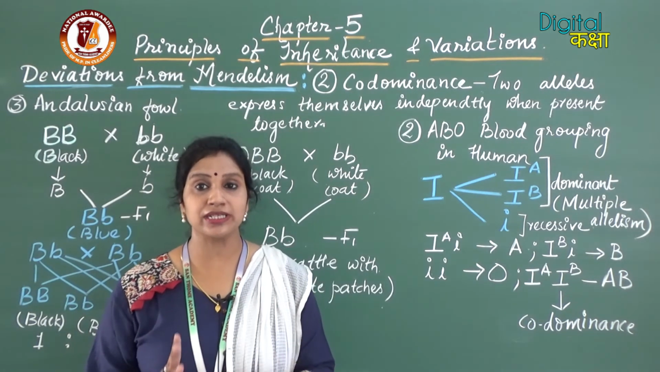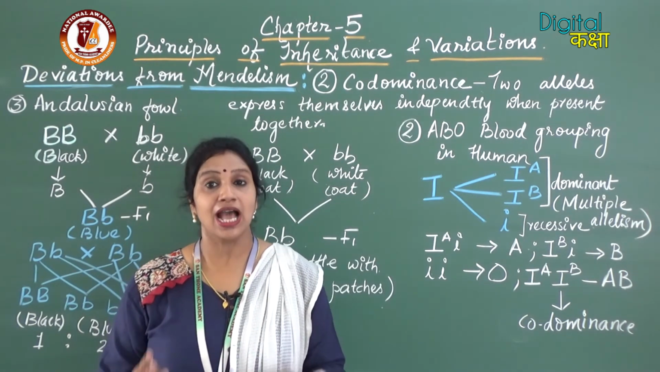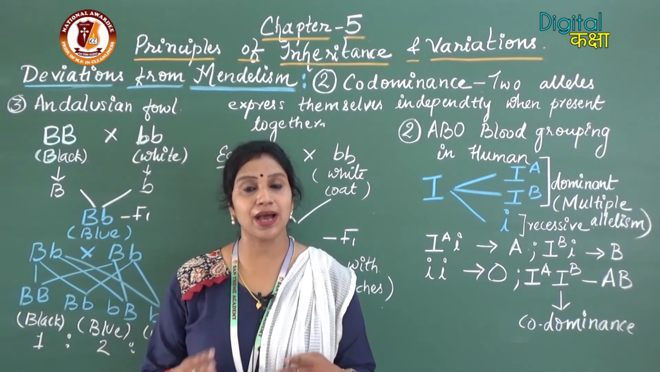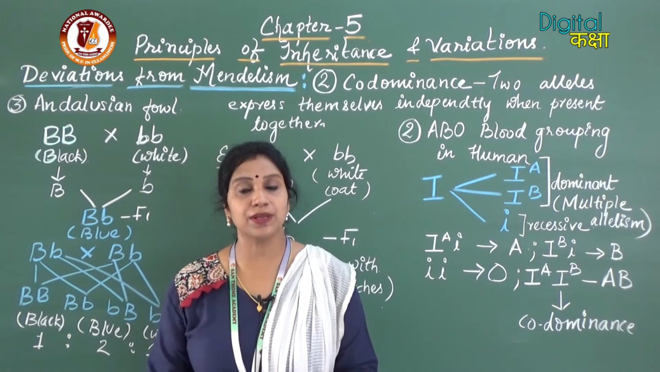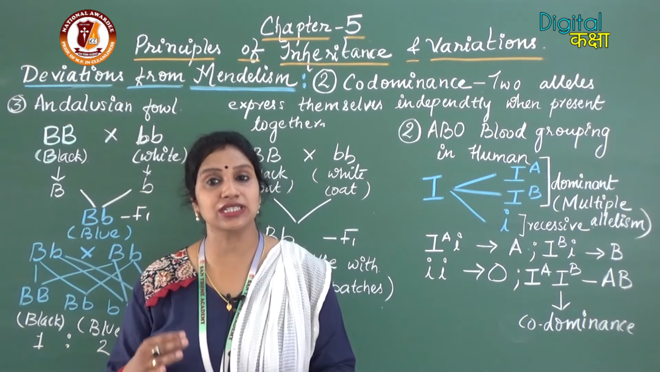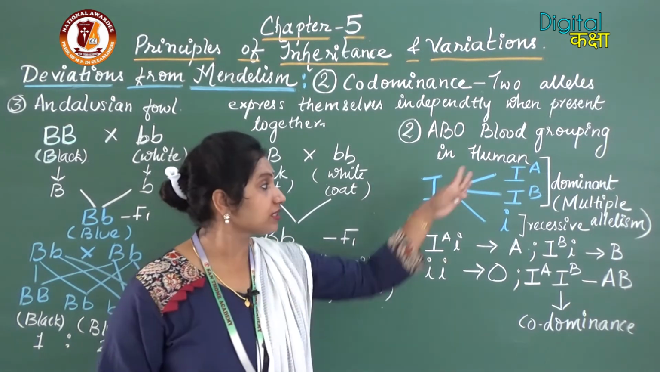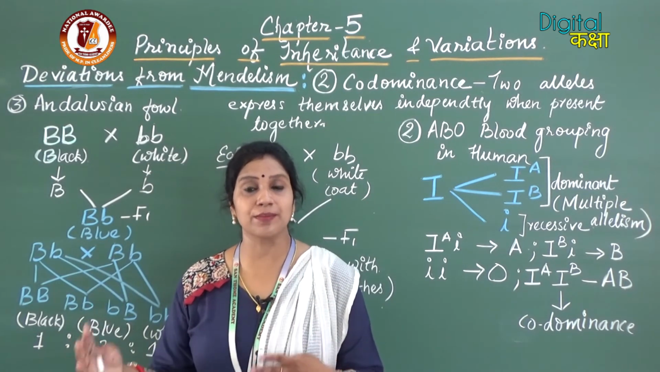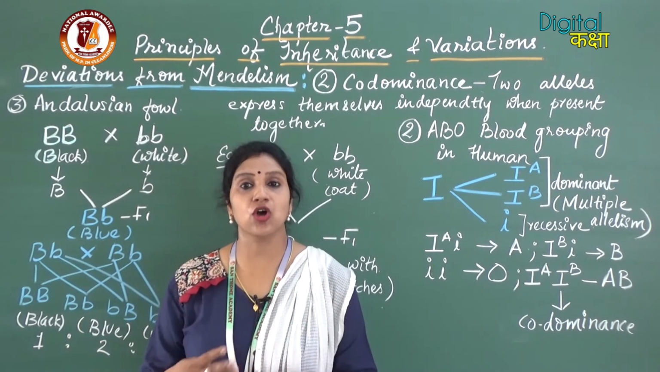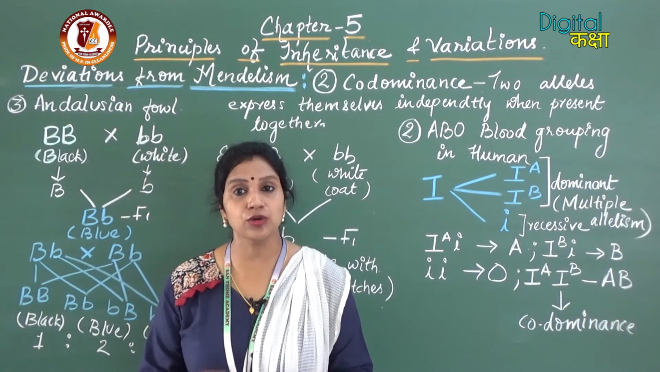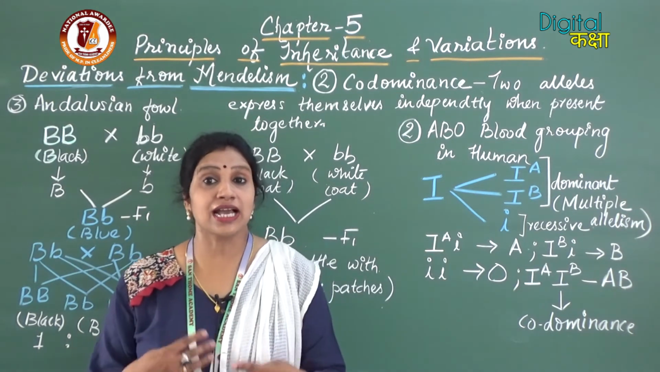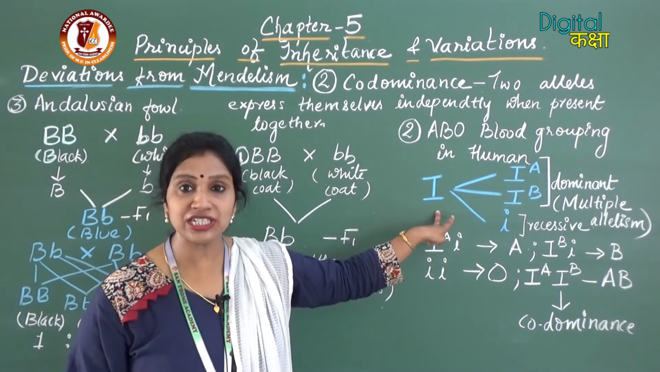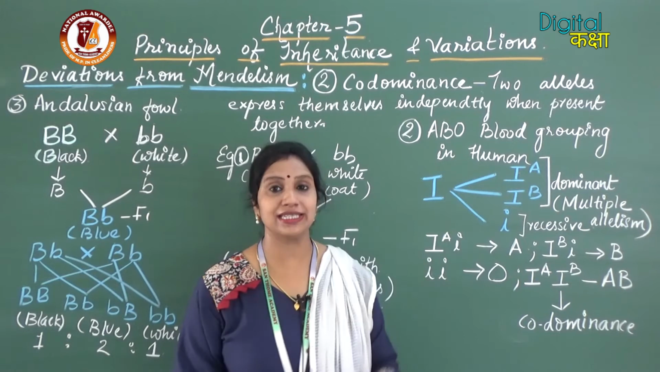So the blood group is coded by the gene I. All the characters are coded by genes. So here the blood group will be coded by the gene I, and it has got 3 alleles. Normally, according to Mendel, any gene has got 2 alleles or allelomorphs, but here it is again deviating from Mendel's laws. Here you can see the I gene has got 3 alleles.